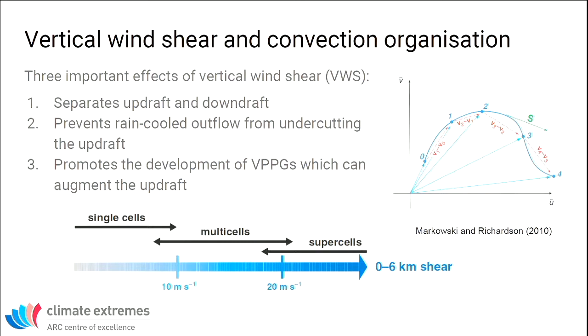It also, at low levels, can prevent the outflow from undercutting the updraft. If you have an initial storm and the outflow spreads out, it stops warm air from being able to reach the storm and supply it. So again, vertical shear can help with that.